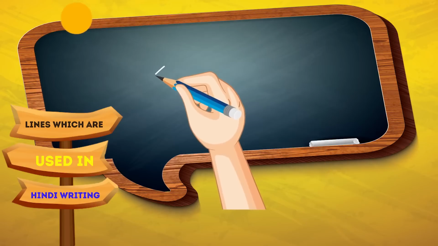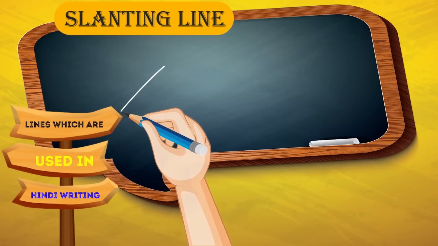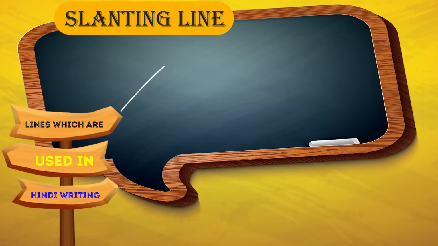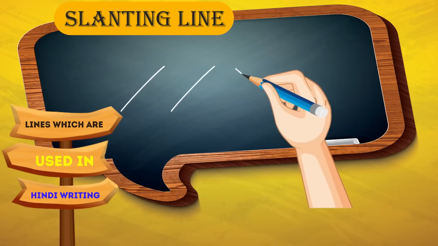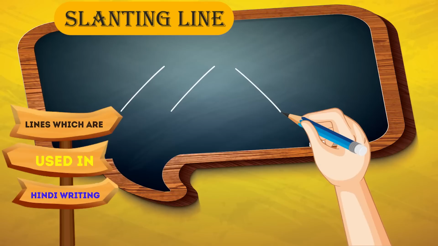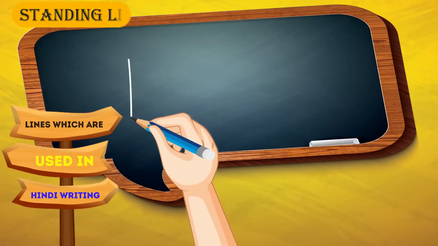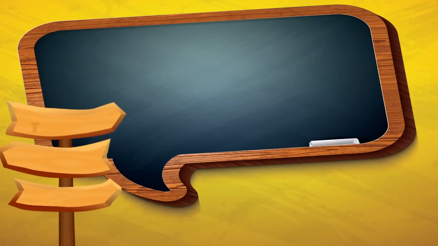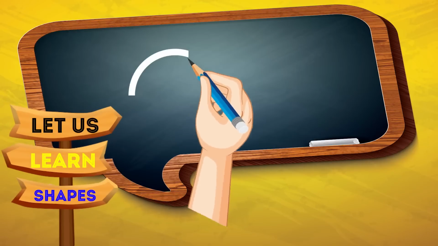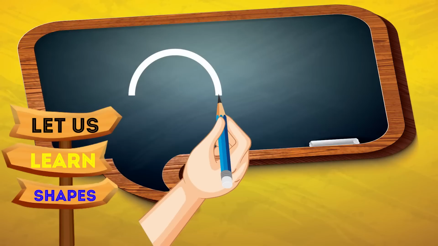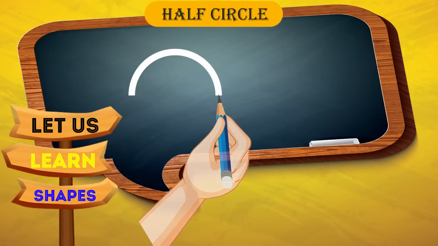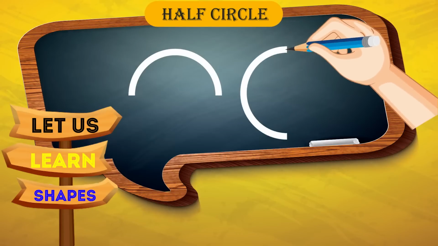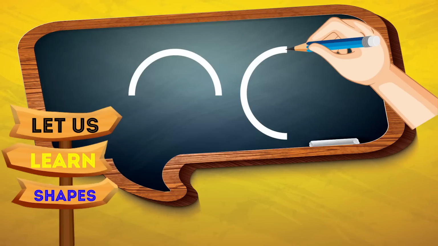Now, this is slanting line. It can be in any direction, towards right or towards left. This is slanting line. There are three lines: standing line, sleeping line, and slanting line. Let us learn shapes. What is this shape? This is half circle. It can be in any direction. We use it in writing Hindi.